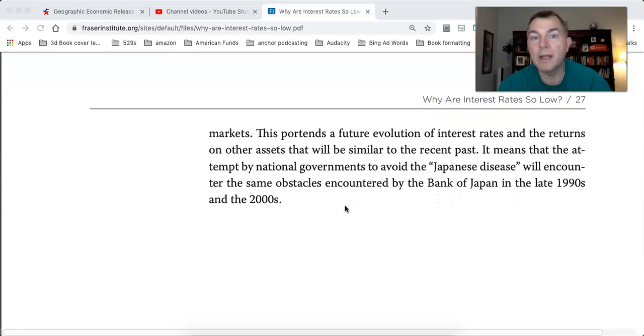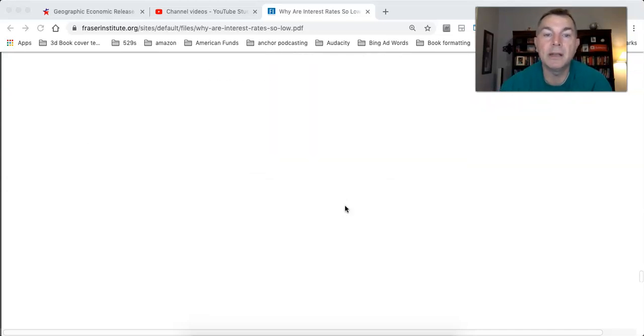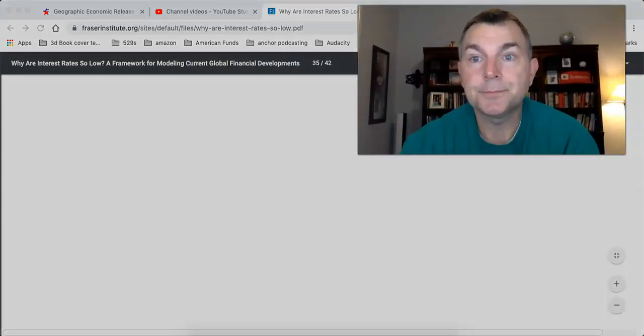and the returns on other assets will be similar to the recent past. It means that the attempt by national governments to avoid the Japanese disease will encounter the same obstacles encountered by the Bank of Japan in the 1990s and 2000s. Look, I don't want to say it's scary stuff, but man, that is why the central bank is irrelevant. It really is. Stop with the central bank stuff.